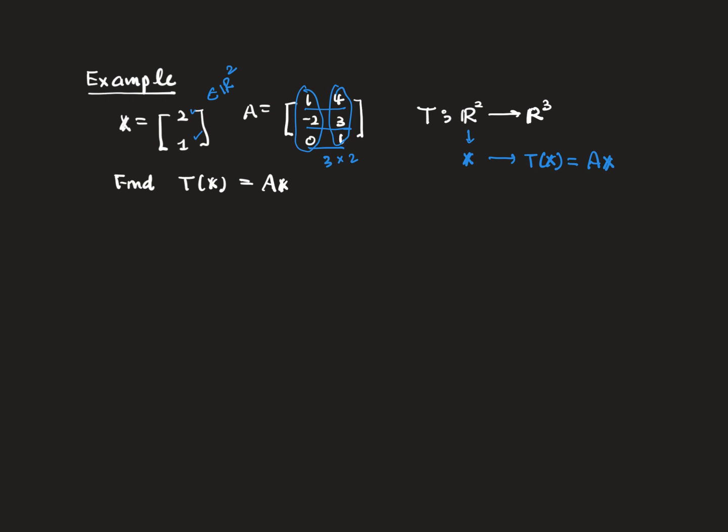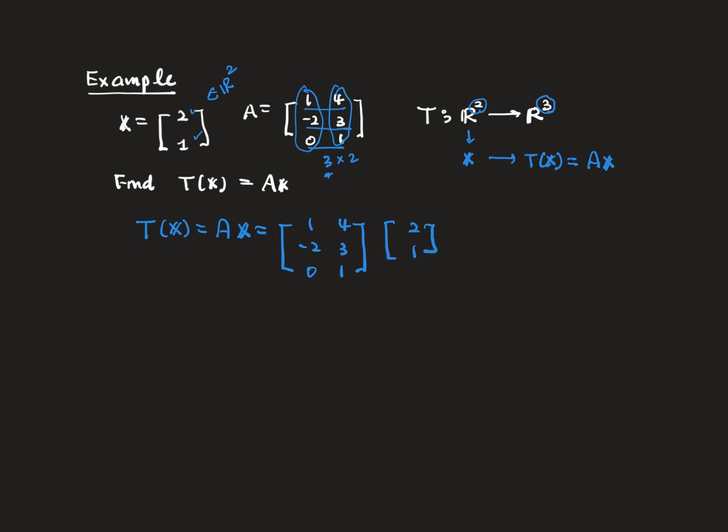Let's try this one, guys. Make sure here is matrix A. That's going to be 3 times 2. Here is 3, here is 2. That's how to get it, guys. So let's calculate this one, a transformation using the matrix. Okay, T of x is defined as the matrix A times x. So the matrix A is 1, 4, negative 2, 3, 0, and 1. The x vector is going to be 2 and 1.